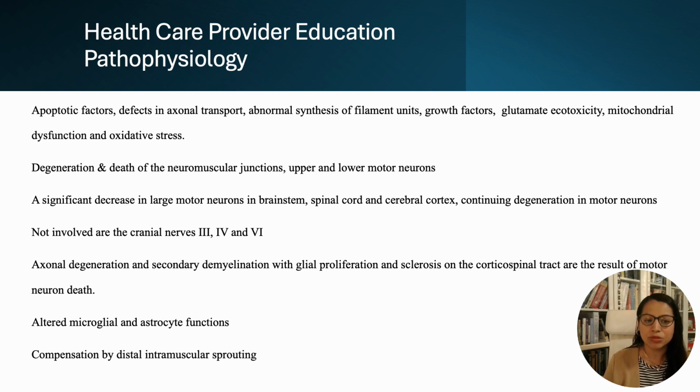There is axonal degeneration and secondary demyelination in these patients, and that essentially just results in motor neuron death, it's just altered neural functions of the microglia and astrocyte functions. And then our muscles, humans, really compensate by distal intramuscular sprouting. So that's typically what happens in these patients pathologically.